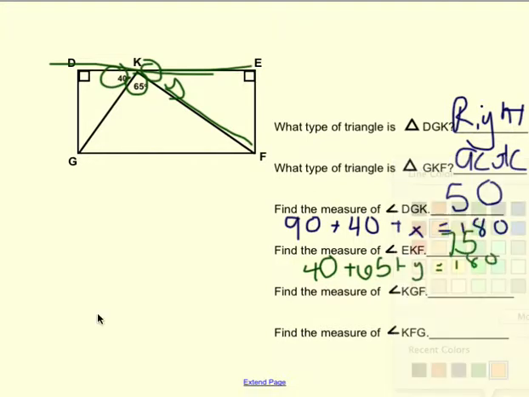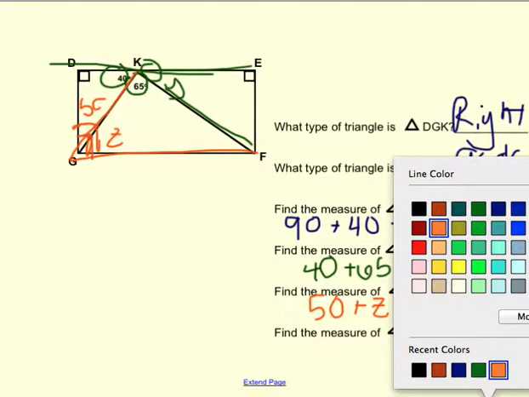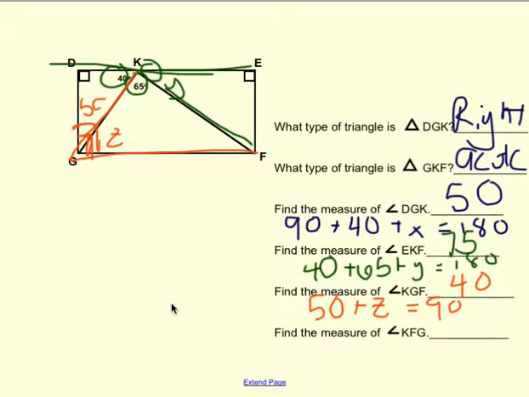It says find the measure of KGF. Well, remember we found this angle to be 50 degrees. And then we need to know this angle. Well, remember I said that this corner has to be a right angle. So that means that 50 degrees, plus this angle, we'll call it z, have to add up to 90 degrees. Again, I'm going to assume you can solve that, and that's going to give you 40.